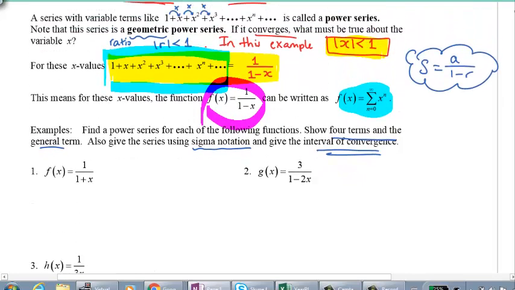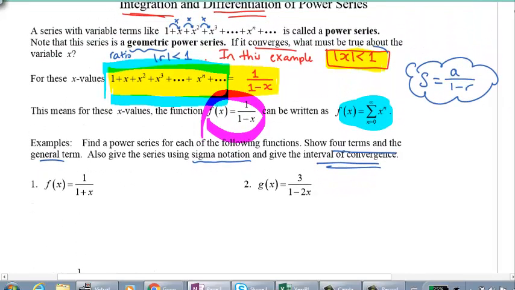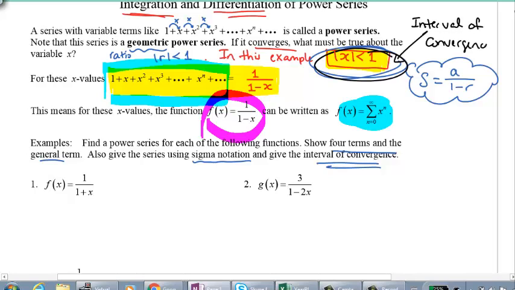So just back up to here. You see what I did in this example here, this thing? This is also what we call our interval of convergence, write this down. Sometimes they call it the IOC. It's the interval for which the power series actually holds.